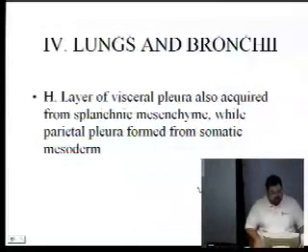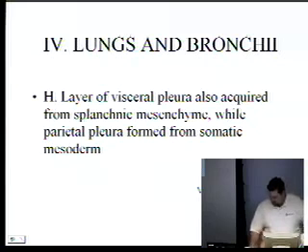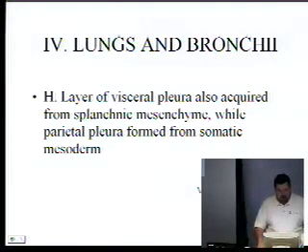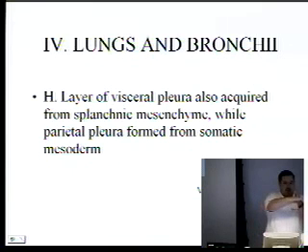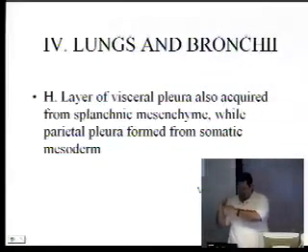The layer of visceral pleura is also acquired from the splanchnic mesenchyme, while the parietal pleura is formed from the somatic mesoderm. We'll see a figure for that. But this is what Dr. Felix was saying about the balloon effect: you have the splanchnic mesenchyme, and then you have the lung buds pushing out, but it takes the outer layer with it.